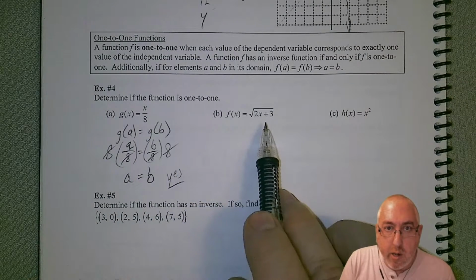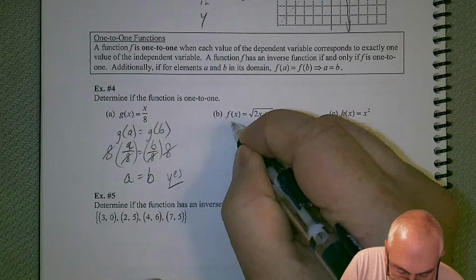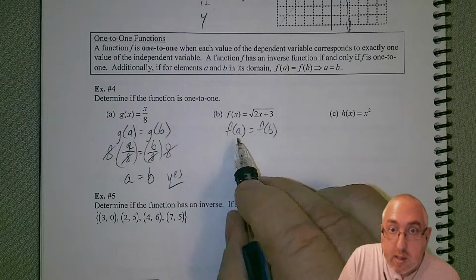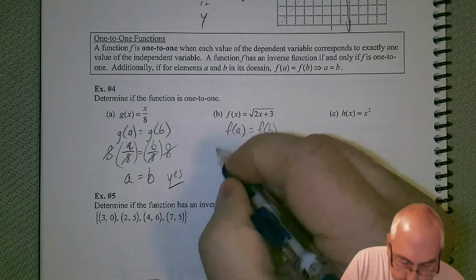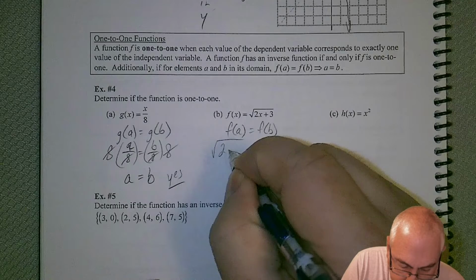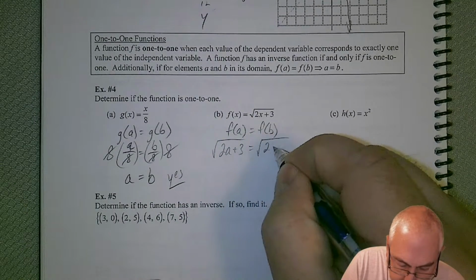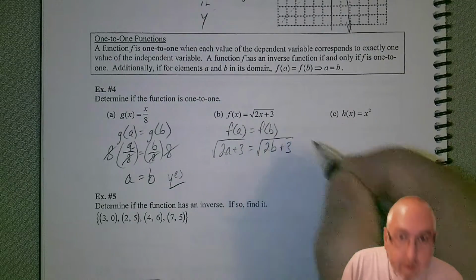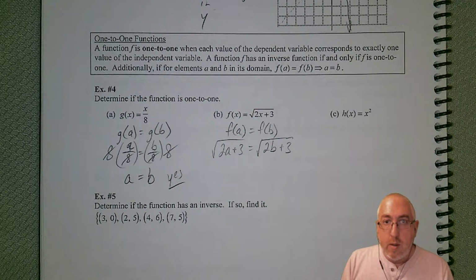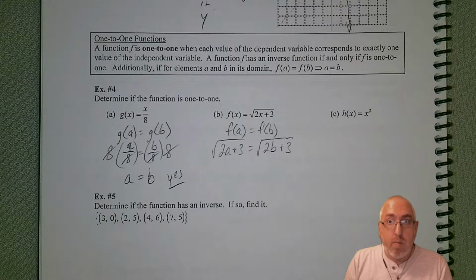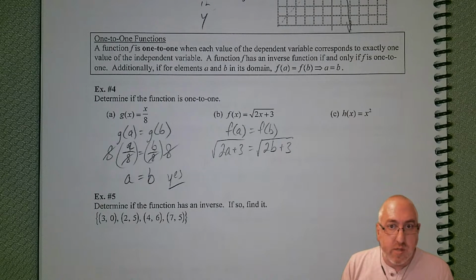Let's try a little more complicated one. So we want f of a equal to f of b. Let's substitute it into the function. So we have the square root of 2a plus 3 and the square root of 2b plus 3. So now, how do we break this down, legitimately, mathematically? What would be the first thing that we should do to start to break this down?